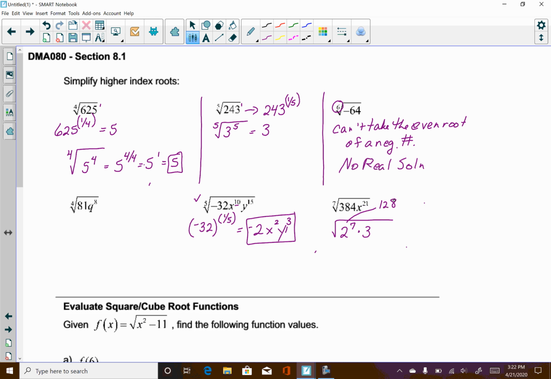And then x to the 21st, I can leave it alone because 21 is already a multiple of 7. I'm doing the 7th root here. So the 7th root of 2 to the 7th is just 2. The 7th root of x to the 21st, so 21 divided by 7, that would be x cubed. That comes outside, so these two pieces are coming outside the radical, and then I'm leaving the 7th root of 3 inside as my final answer.